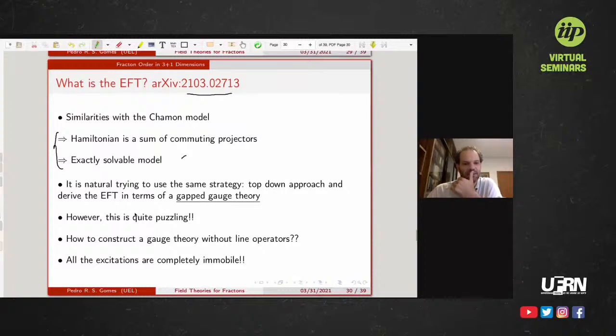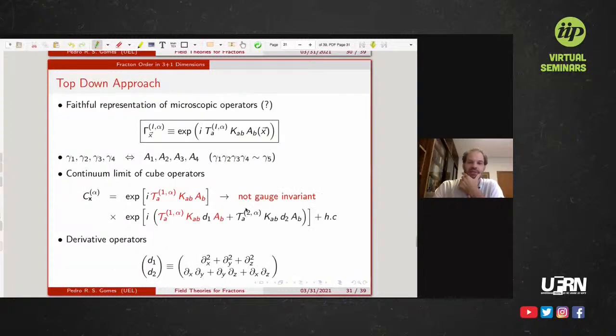This is a little bit puzzling because we have seen that a gauge structure in general gives rise to gauge invariant line operators, and gauge invariant line operators describe the motion of quasi-particle excitations. So the question is how to construct a gauge theory without line operators, because I have discussed it. All the excitations of the Haah code are completely modeled. So let's try to understand this.